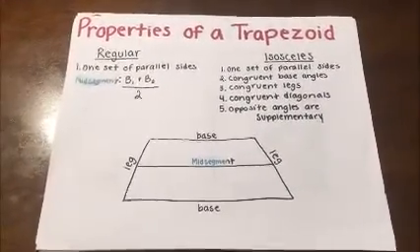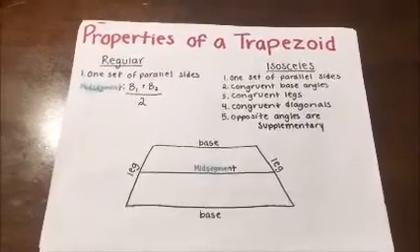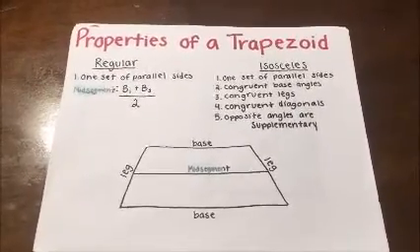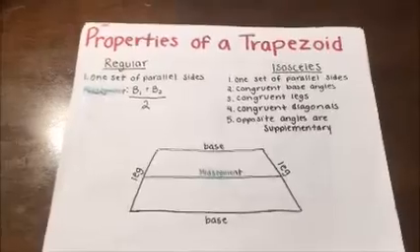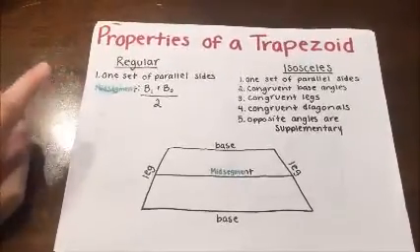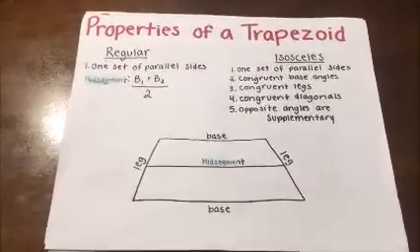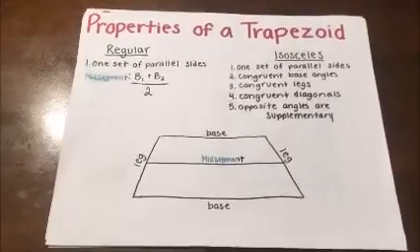Properties of a trapezoid. There are two types of trapezoids, regular and isosceles. In a regular, there is one set of parallel sides, and the midsegment formula, base 1 plus base 2 divided by 2, can be used to find the average of the two bases.